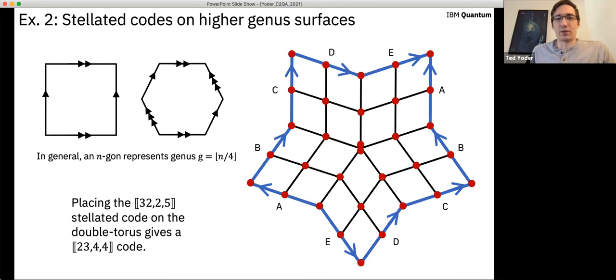Right, so then you can do this also for larger stellated codes, such as this one with 5-fold symmetry. And this one you have to place on the double torus. And again, you double the number of encoded qubits with small changes to the number of physical qubits and the code distance.